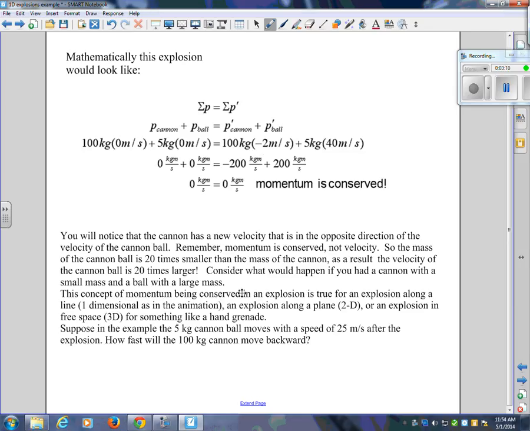Consider what would happen if you had a cannon with a small mass and a ball with a large mass. This concept of momentum being conserved in an explosion is true for an explosion along a line, one-dimensional, as in the animation with the cannon at the start, an explosion along a plane in 2D, or an explosion in free space, something like a hand grenade. When a hand grenade explodes and there's like 100 pieces, if you could take all those 3D vectors and add them all together, you would end up with zero, if it was at rest.